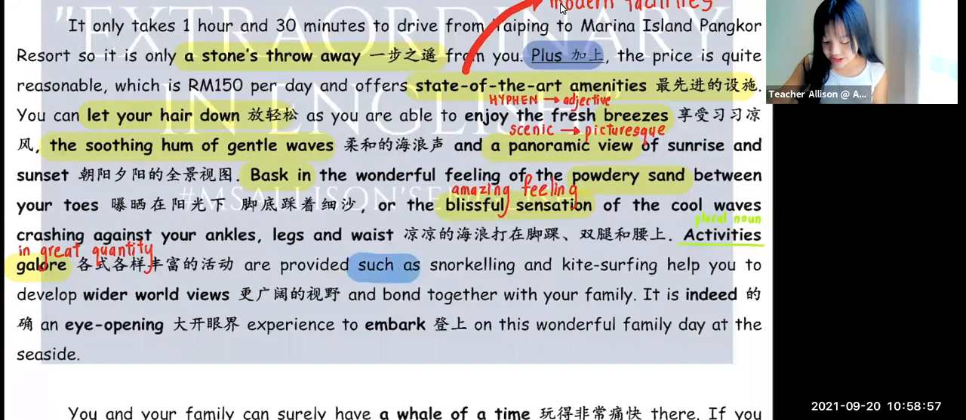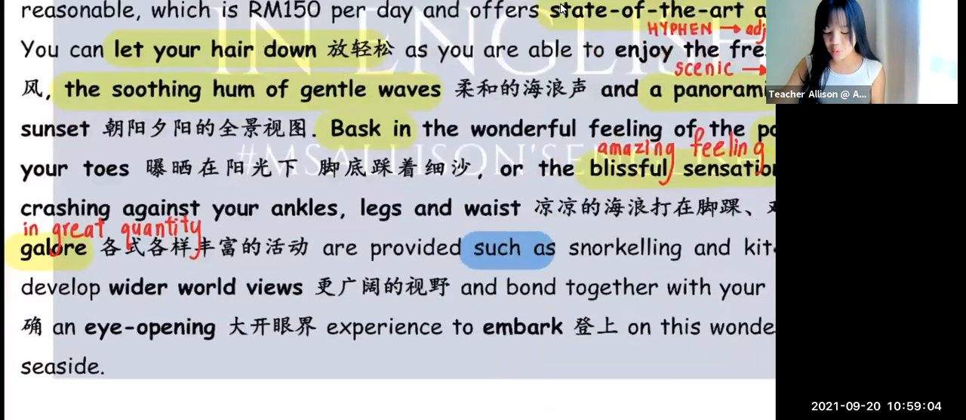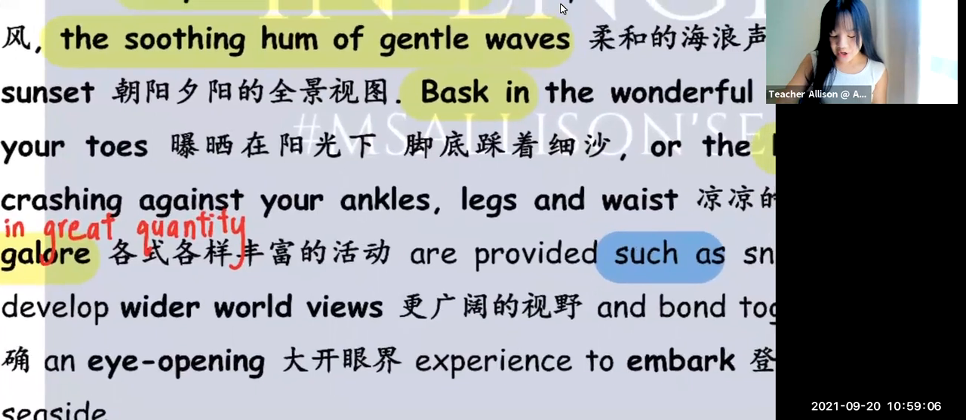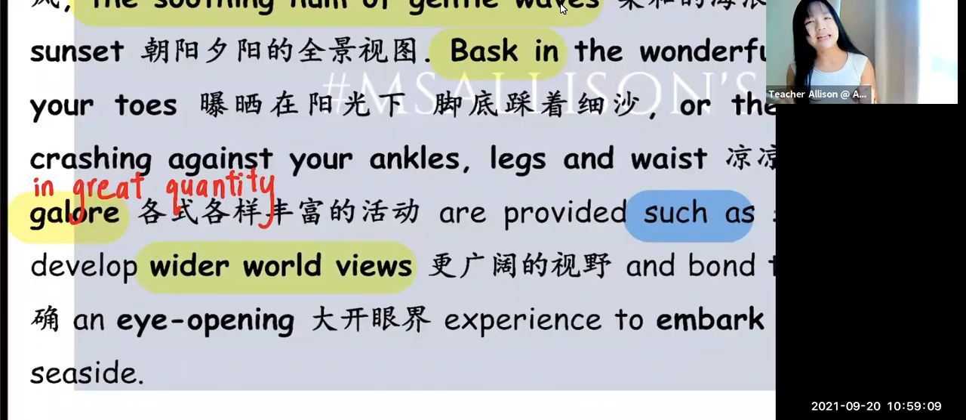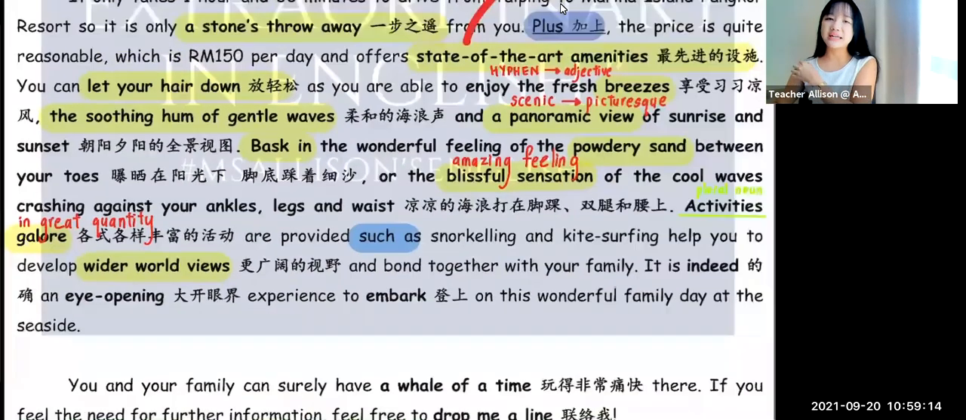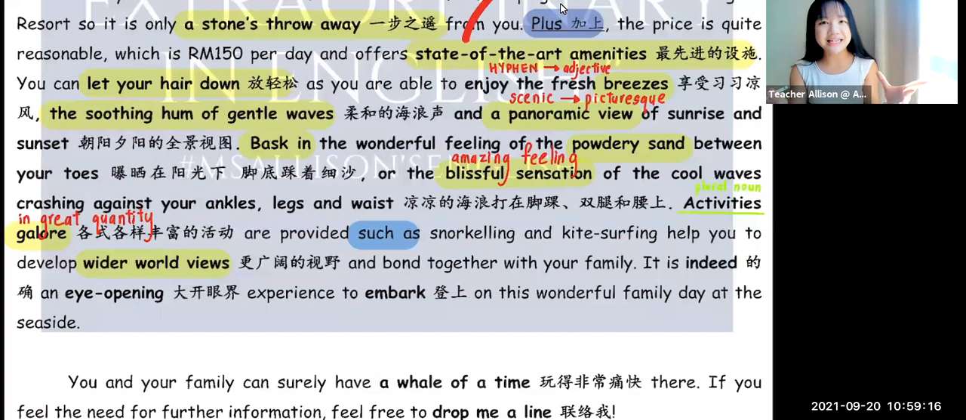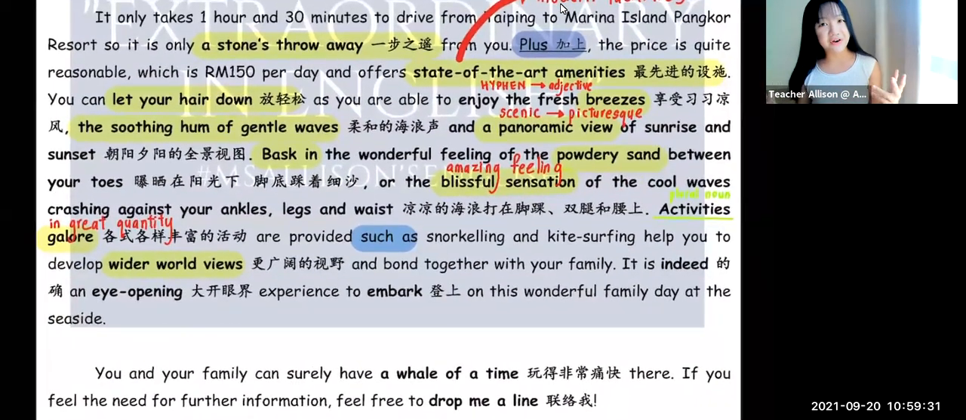So when you're using the word such as, you are giving examples such as snorkeling, kite surfing, help you to develop wider worldviews because you're doing something new. Like when you're flying the kite, you'll be like, who invented the kite? Why are they kites? When you're doing snorkeling, you're seeing so many scenic views, so many fishes, Nemos. You might see the ancestors of Nemos, who knows, right? And you'll be like, oh, wow, that's how the sea is like this. Like you get to expand your knowledge. You get to develop wider worldviews and bond together with your family.